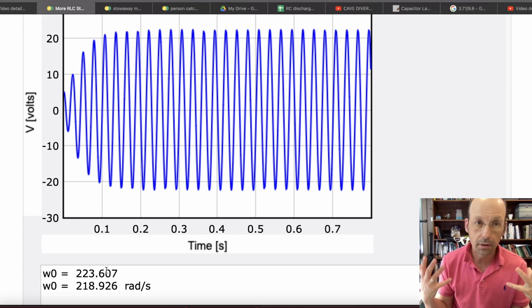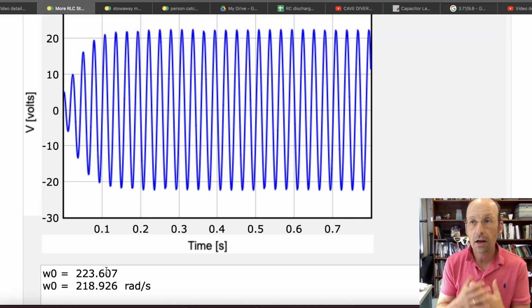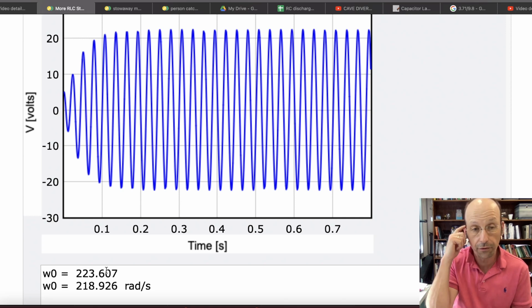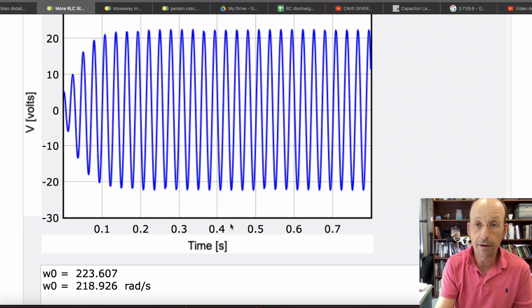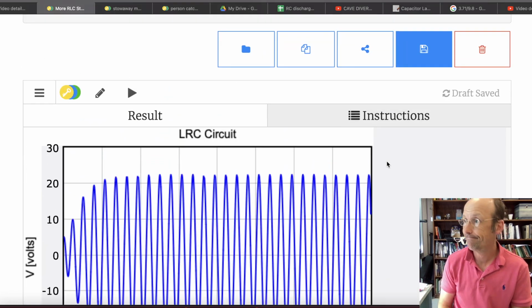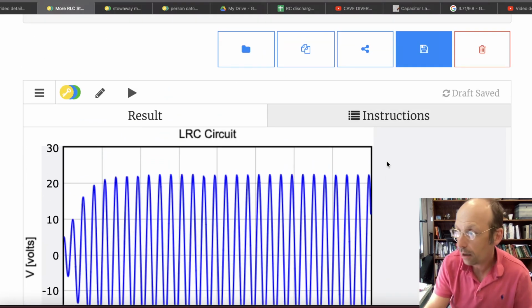But there you go. There's your LRC circuits. You can actually make some super complicated circuits where it oscillates back and forth at different frequencies, but I'll let you play around with those numbers. I just want to get you to model this, make this voltage graph, and see what happens. And there you go. So we'll stop there.